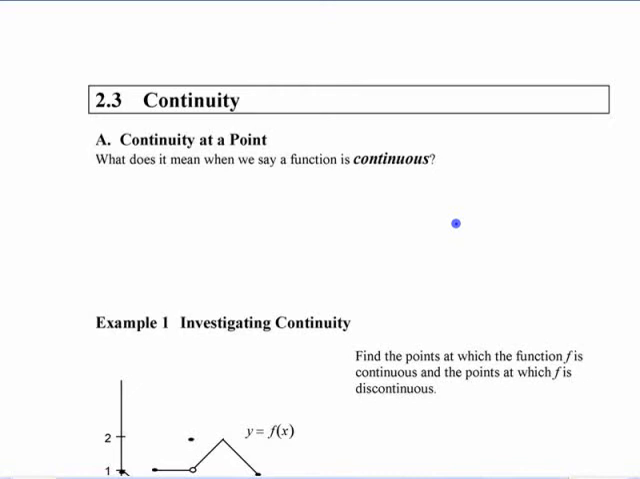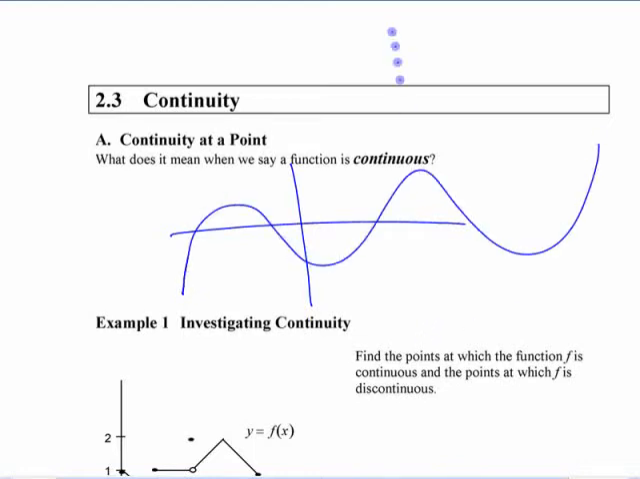In grade 11, you were probably taught that a continuous function is one where you can draw the entire thing without lifting your pencil up, right? This is a continuous function in grade 11, but you probably were told that this one is discontinuous. Why would you be told that? Because you had to lift your pencil because there are two different pieces, right?